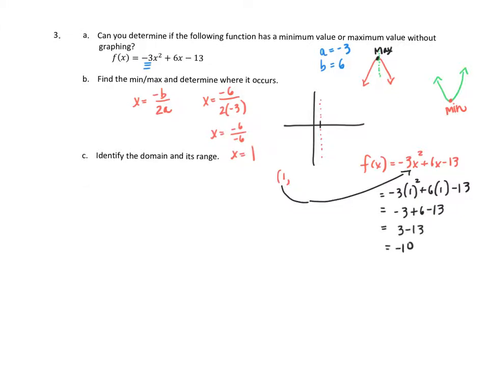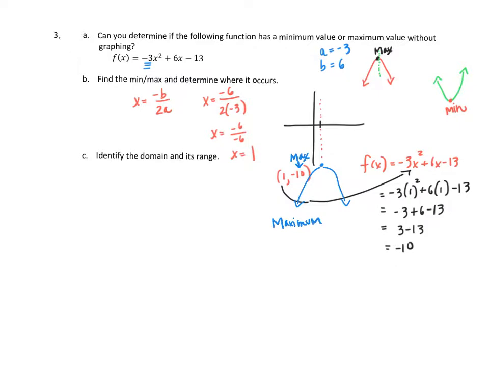So what that means is I'm going to have a vertex at, it looks like 1, negative 10. So we'll say it's right here. And remember, it's a parabola that's opening down. So when it says find the min or max, it's referring to the y value. So remember, I have a maximum. My maximum is negative 10.